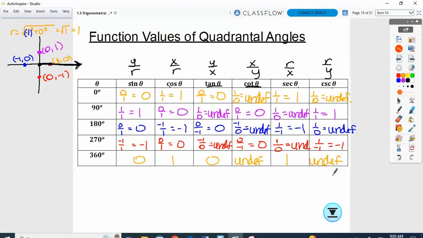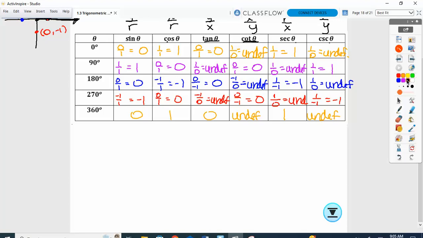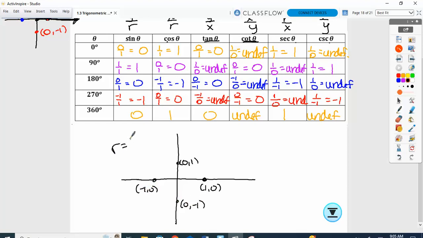What I usually do if I need to figure them out, I suggest just drawing the picture and saying, okay, in this picture, I know this was the point 1, 0, 0, 1, negative 1, 0, 0, negative 1. And what's r always? 1. And trying to use that to help figure them out.